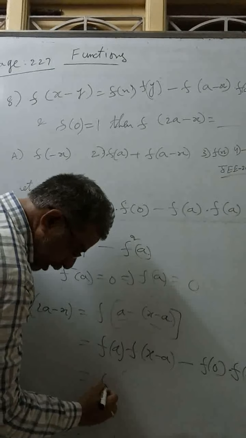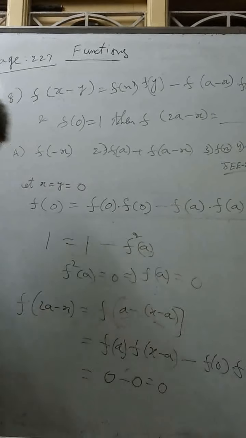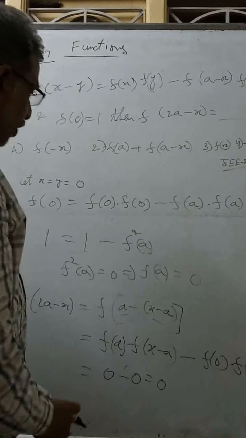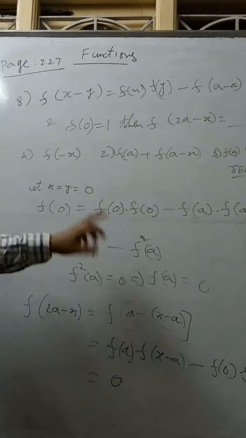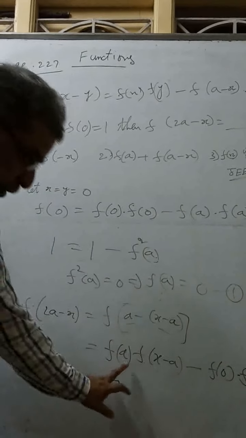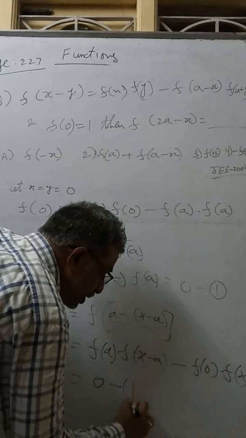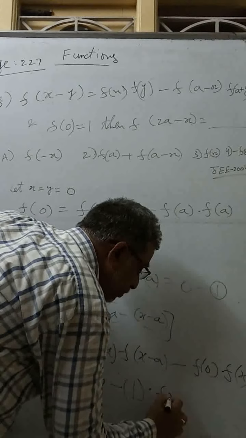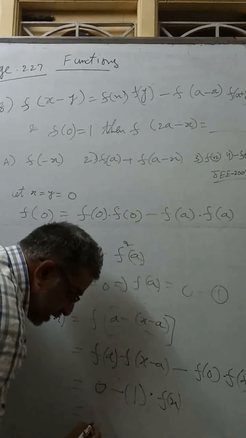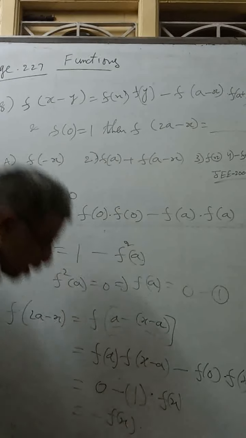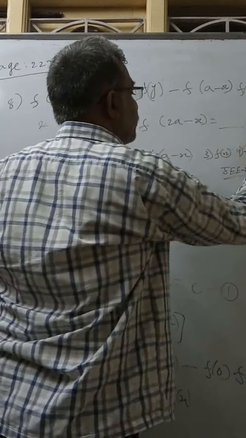So f of 2a minus x equals f of a, how much did I get? 0. 0 into anything is 0. Minus f of 0, f of a is 0, we got 0 from equation 1. So 0 into anything is 0 minus f of 0, we gave it as 1, not 0. f of 0 is 1 into f of x, I am writing it as f of x itself. So 1 into f of x, 0 minus of this becomes minus f of x. So minus f of x is the final answer. So my option is again 4, minus f of x.